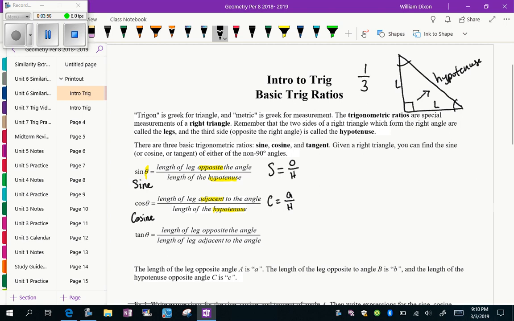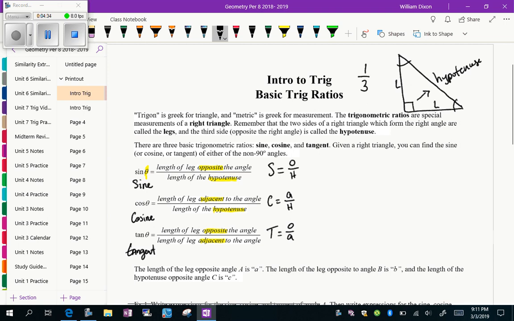And then the last one is our tangent. Our tangent of theta equals the length of the leg opposite the angle over the length of the leg adjacent to the angle. So opposite the angle over adjacent to the angle, those legs. So we have tan equals the opposite over the adjacent. Now, these three basic trig ratios have to be memorized.